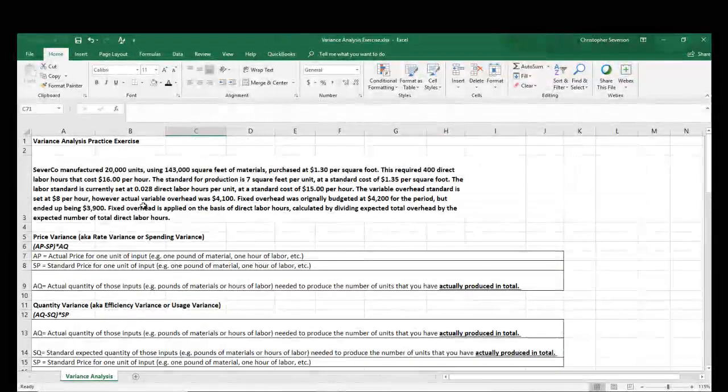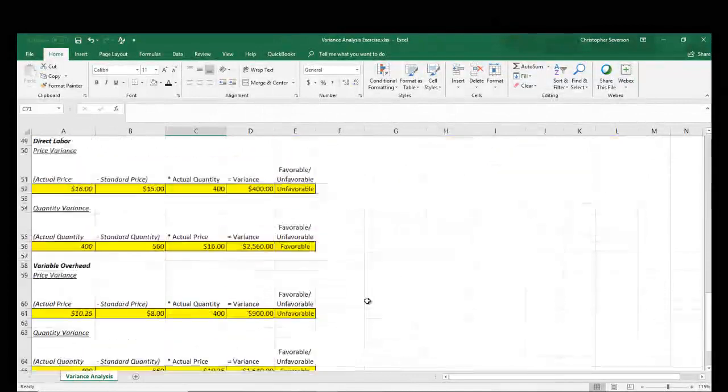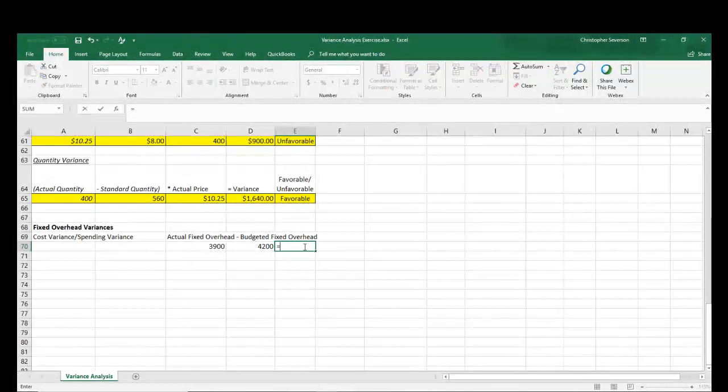Make sure I got the numbers right. $3,900. We budgeted for $4,200. So our variance is going to be $300, obviously. We actually spent less than budgeted, so we spent less cost. As such, it's favorable. That part is as simple as that.